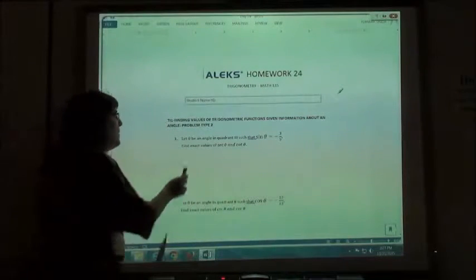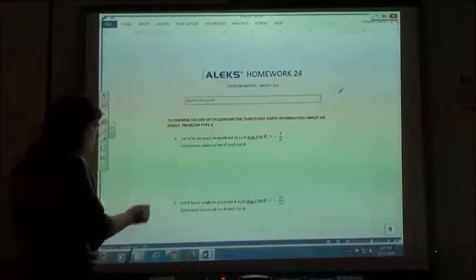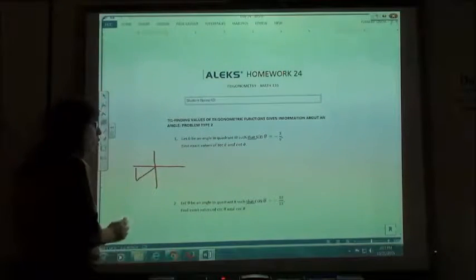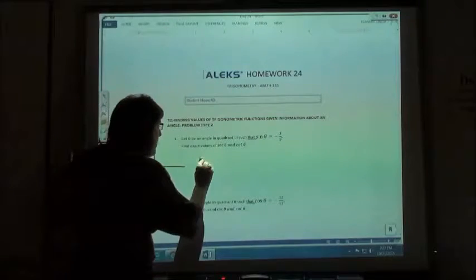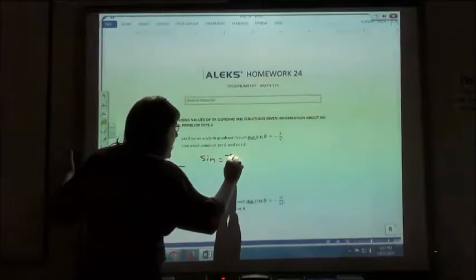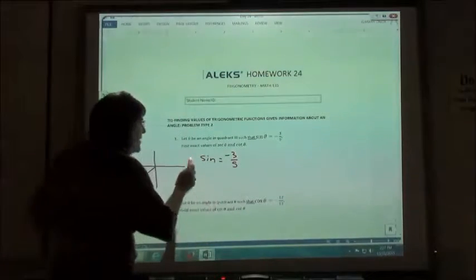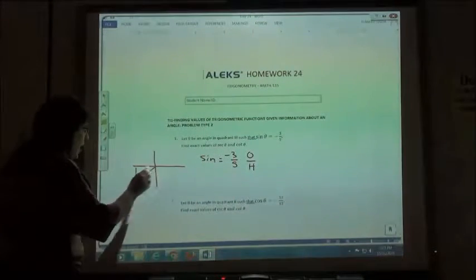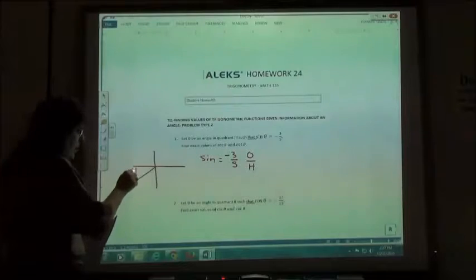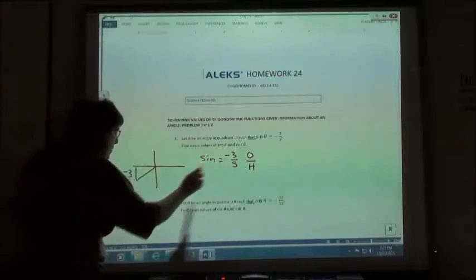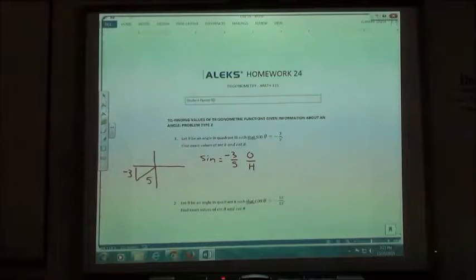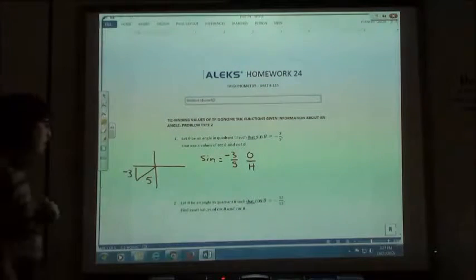And so I'm going to say theta is an angle in quadrant 3. So my reference angle is over here in quadrant 3. I know that my sine is equal to negative 3/5. Sine is the opposite over the hypotenuse. So the opposite side is negative 3. You can see it's going down. My hypotenuse is 5. I want to find the missing side using my Pythagorean theorem.